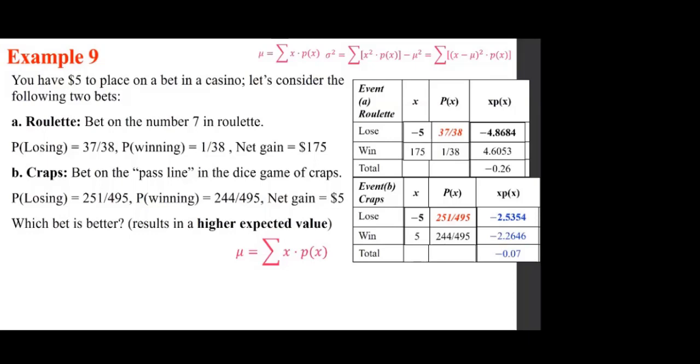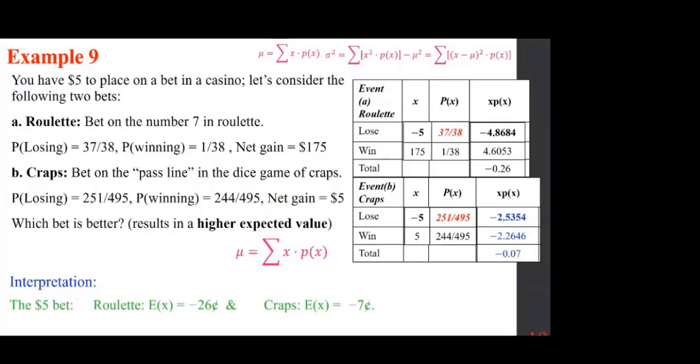And so here's the interpretation. When we bet $5, the expected value for the roulette is negative 26 cents. So every player on the average will lose 26 cents. And for craps, 7 cents. What does it mean? The craps game is better in the long run. And I can't emphasize this enough. Obviously, some people may go for higher risk, but that's how statistics work, the expected value.